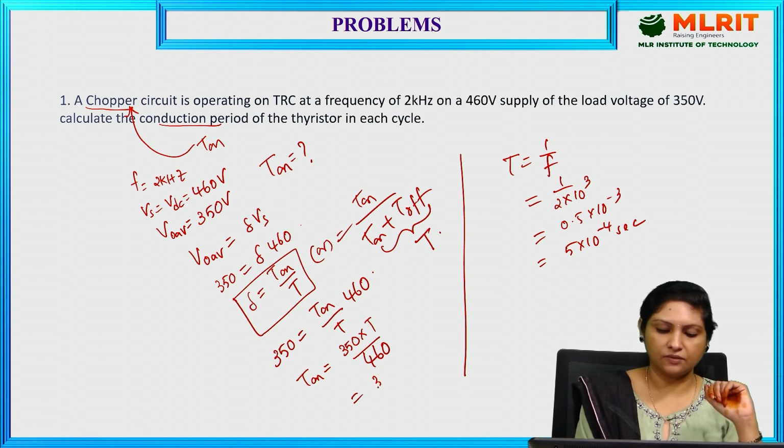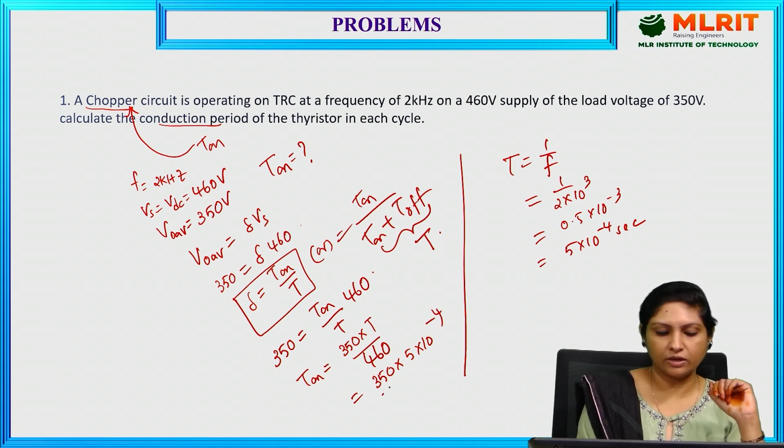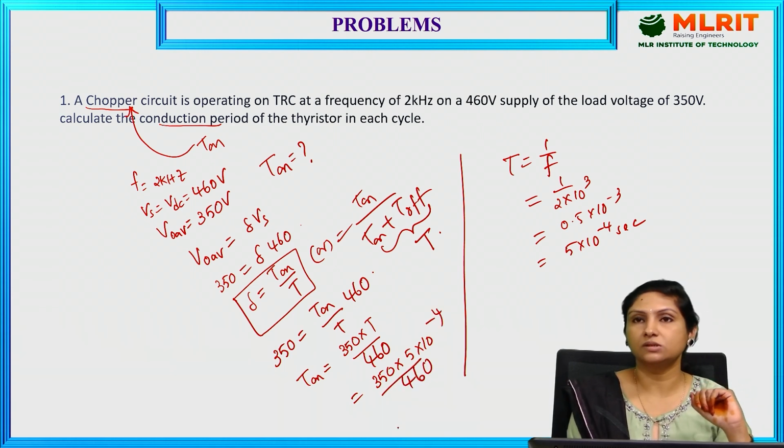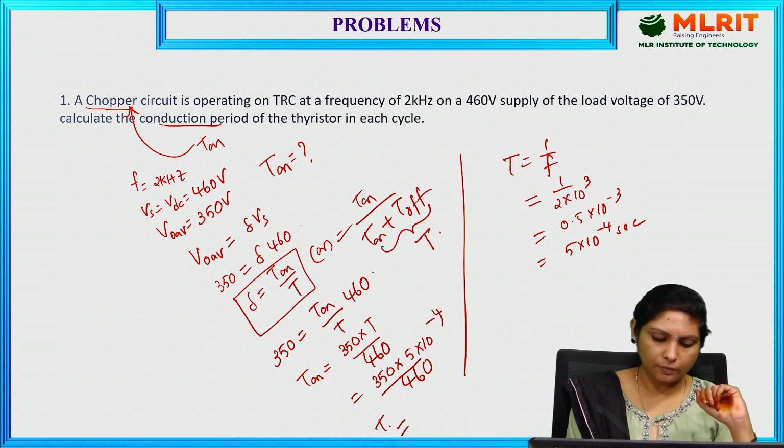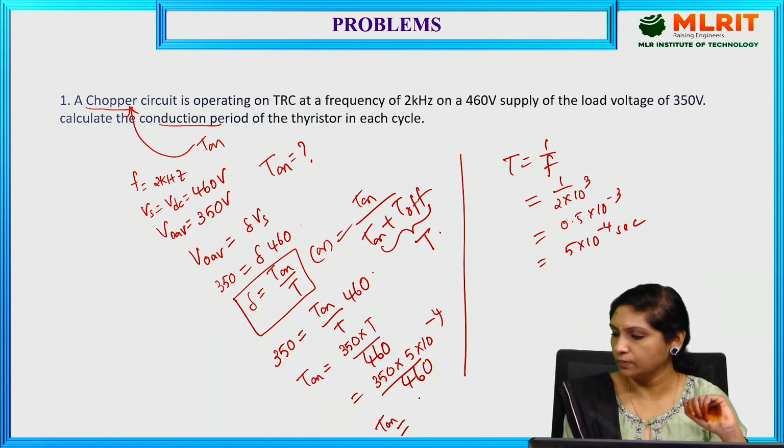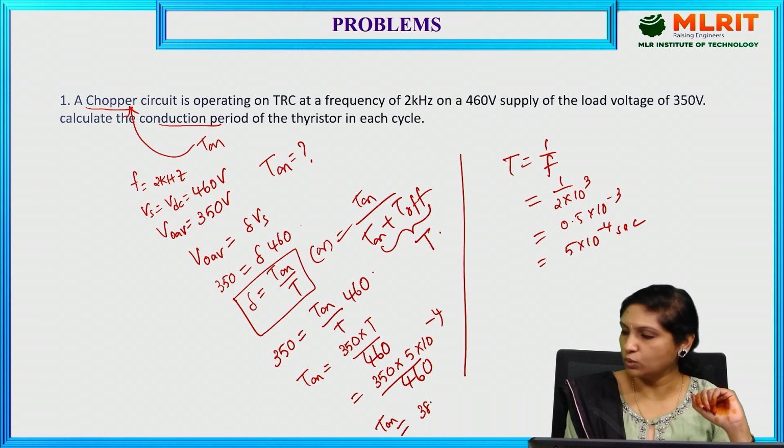So here, 350 into 5 into 10 to the power of minus 4 divided by 460. If we resolve this, we will get the on period of the chopper equal to 380 microseconds.